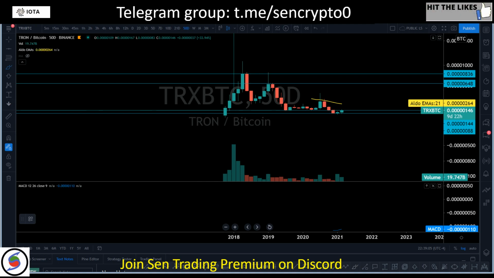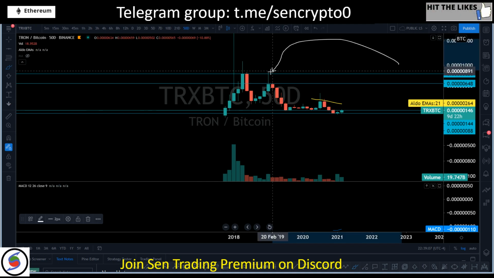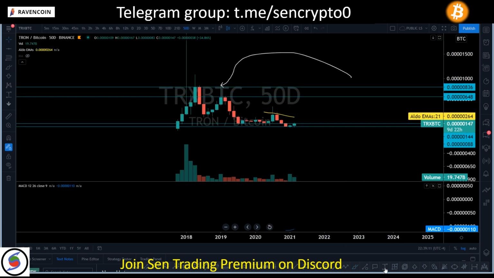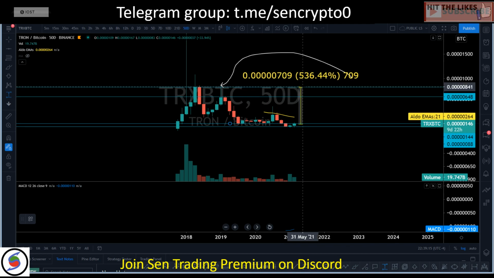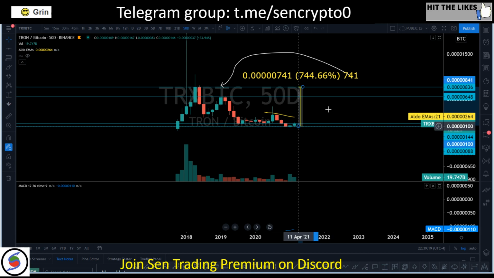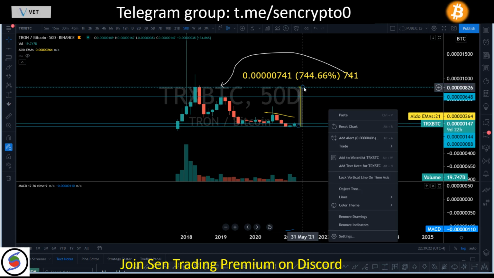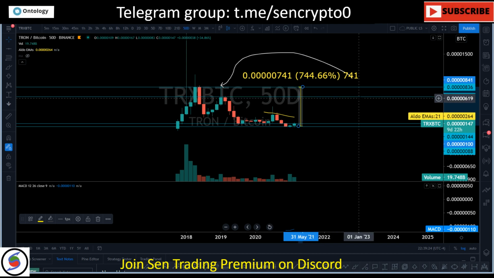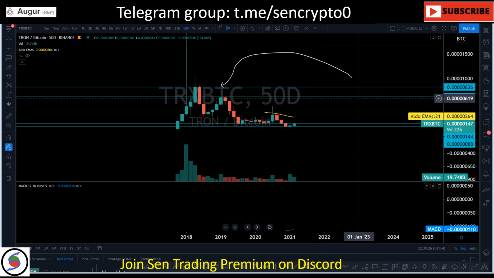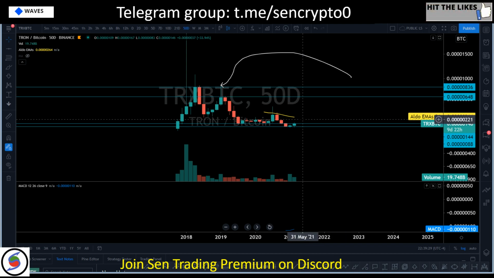That's the same exact level of resistance we got from Engine, and Engine just pumped all the way up to the same exact level. So we could be looking for Tron pumping from 100 sats all the way up to 800 sats, right? So 100 sats is going to be the bottom. It is already the bottom, so we could be looking for nearly 700% to 800% pump from the bottom if you bought Tron from 100 sats.